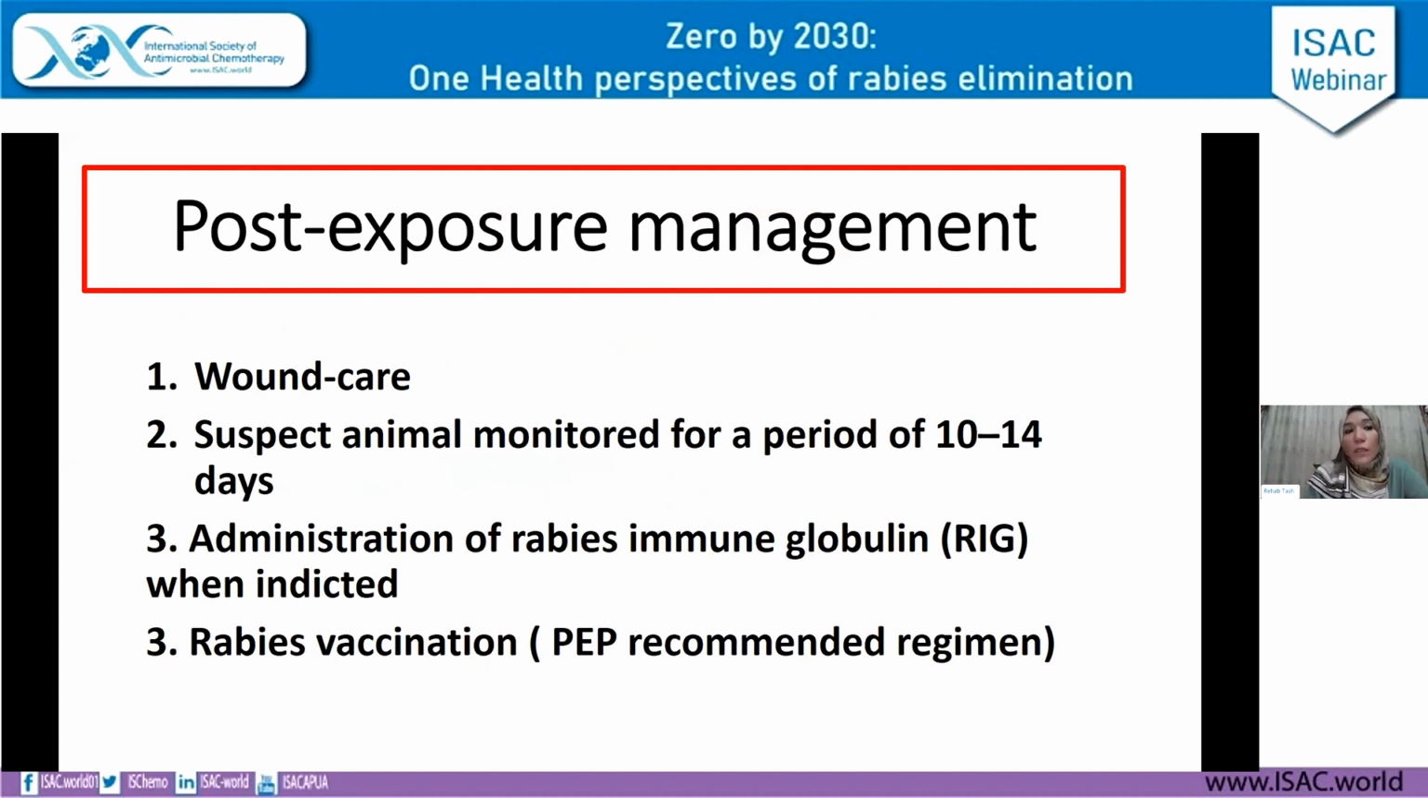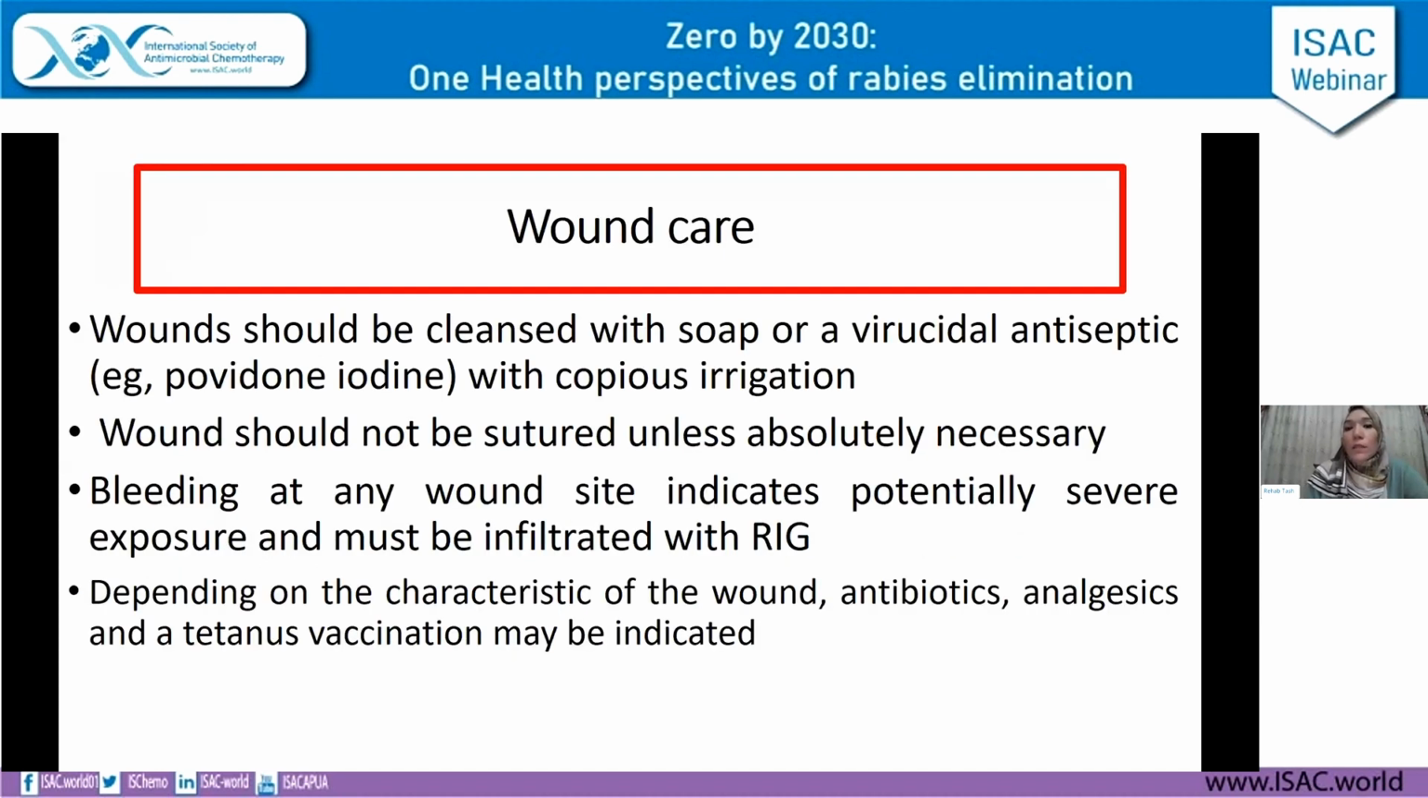We are back to the basics: wound care, and we will see suspected animal monitoring, administration of rabies immunoglobulin, and rabies vaccination. Wound care, at least 15 minutes of washing with soap and virucidal antiseptic, is mandatory. No suturing, never suture unless absolutely necessary in case of severe bleeding. In case you have to suture the wound, you should infiltrate rabies immunoglobulin first. Bleeding is category 3 and indicates immunoglobulin, and analgesic, antibiotic, and tetanus according to the clinical evaluation of the physician.